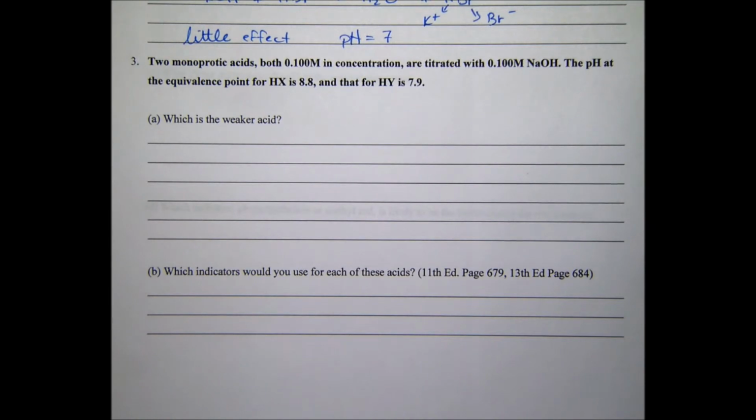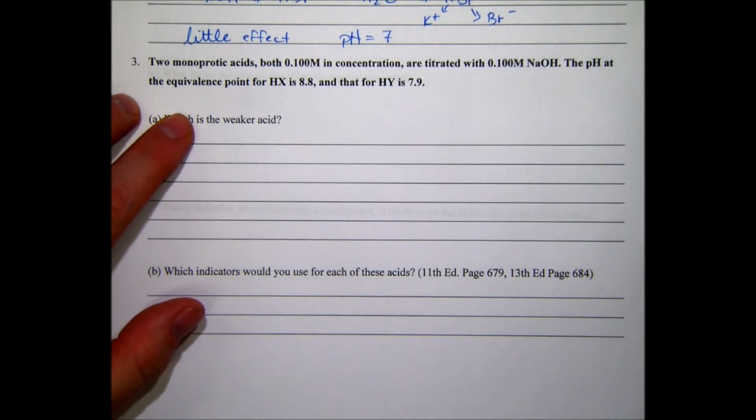So two monoprotic acids, both with 0.100 moles per liter in concentration, are titrated with 0.1 moles per liter sodium hydroxide. The pH at the equivalence point for HX is 8.8, and that of HY is 7.9. Question A, which is the weaker acid?